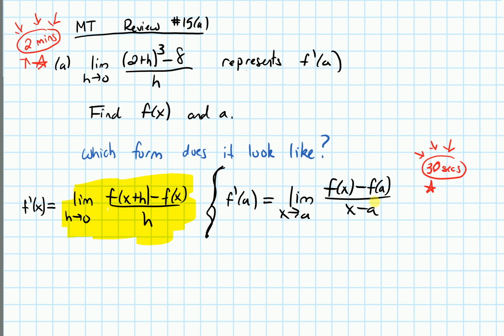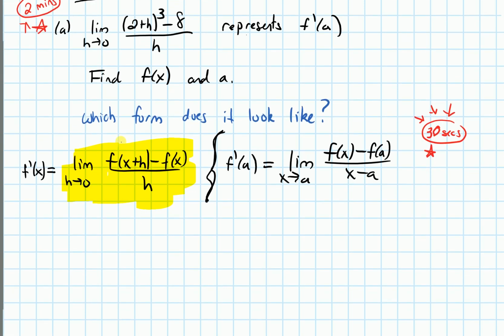So what we need to do to figure out f of x and a now is to match parts of our problem to parts of this general limit definition. What matches up with the f of x plus h is the first part of this numerator, the 2 plus h cubed. It looks like f of x plus h is 2 plus h cubed.